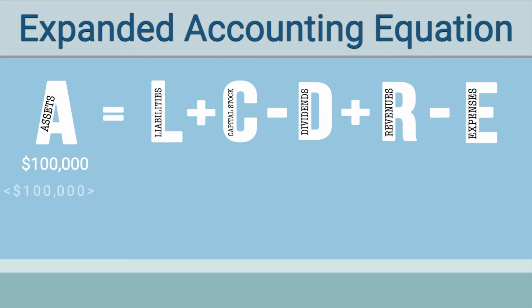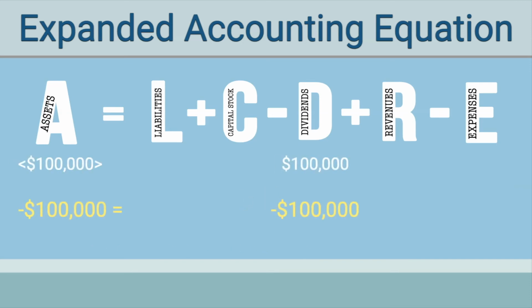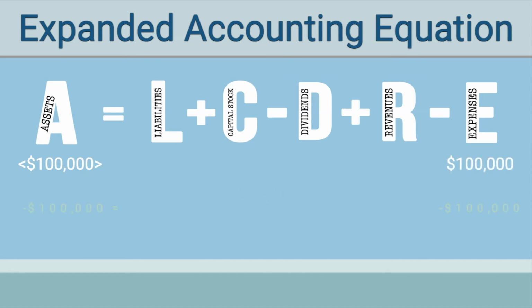or an increase in assets by $100,000 and a decrease in assets by $100,000, or a transaction where there's a decrease in assets by $100,000 and dividends is recorded for $100,000. This is still in balance because dividends has a minus sign in front. Or a decrease in assets by $100,000 and recording expenses for $100,000. Again, this is still in balance because there is a negative sign in front of the expense.